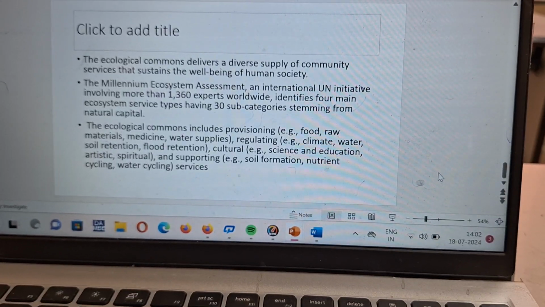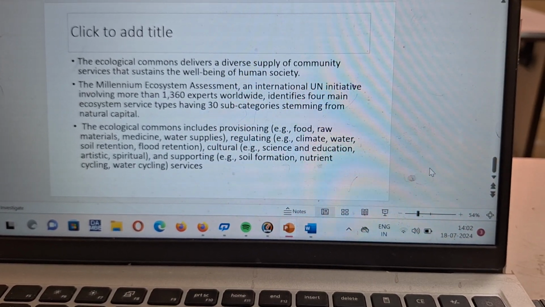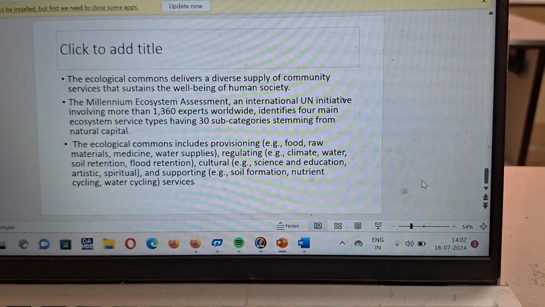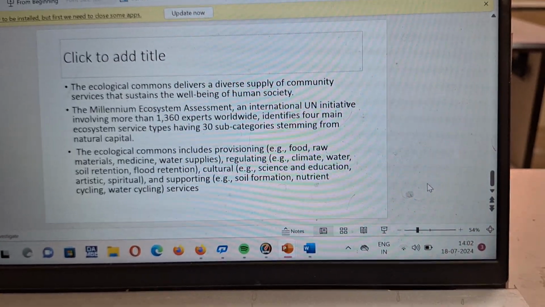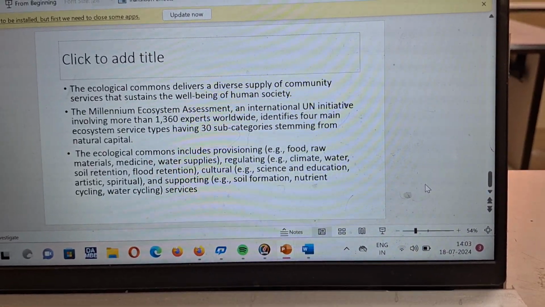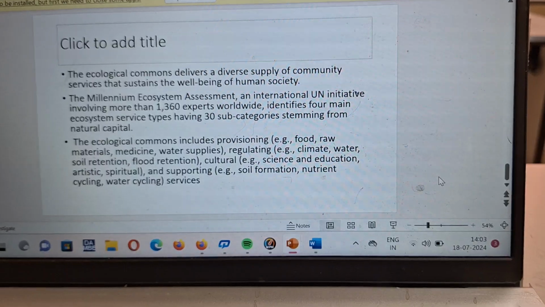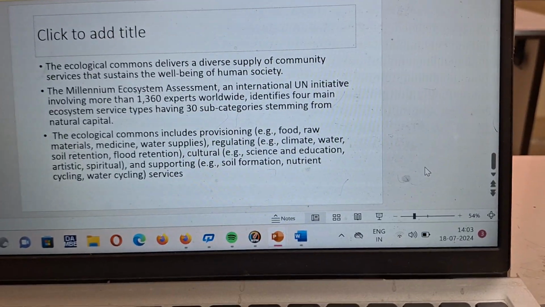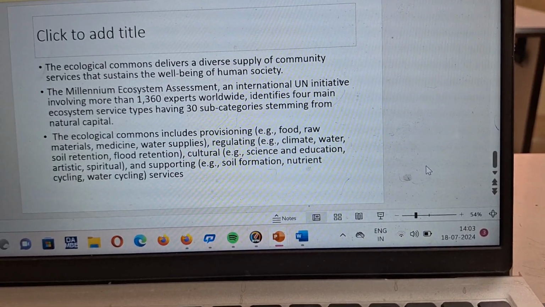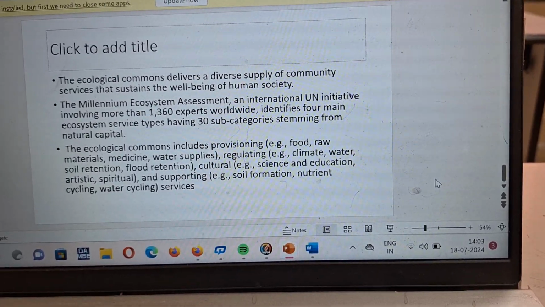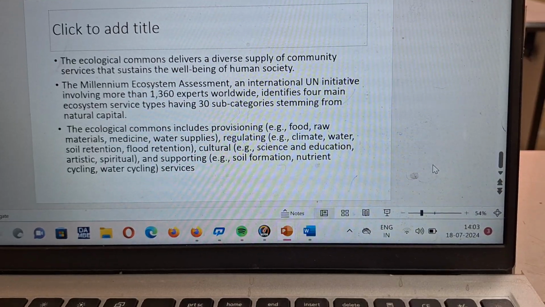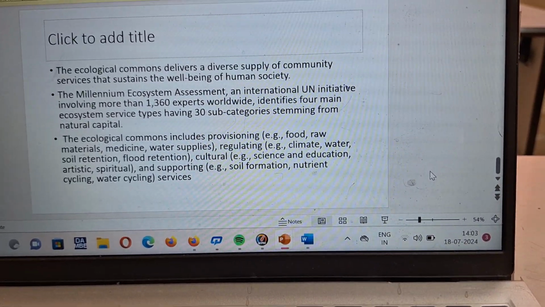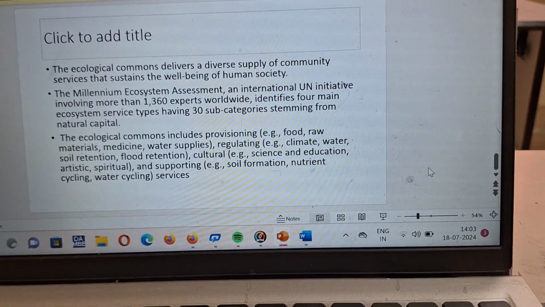So these ecosystems provide us food, raw material, medicine, water supply, and this ecosystem regulates flood retention, soil retention. For example, if the ecosystem has not been that much hurt by human interference, there you will have good soil retention. But if suppose the environment has been affected because of human interference, then the ecology has been destroyed, and that destroyed ecology will not be able to prevent soil erosion. This is just one example.